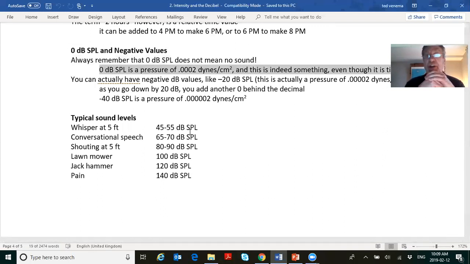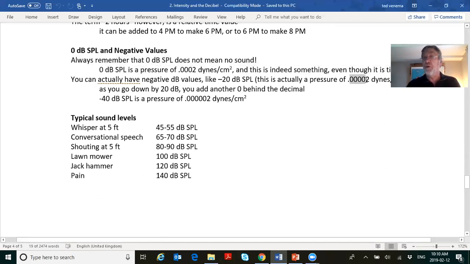You can actually have negative dB SPL values, like minus 20. This is actually a pressure of 0.00002. You have one more zero. If you look at minus 40, that would be a 2 with 5 zeros in front of it. So every time you decrease the pressure by a factor of 10, you go down 20 dB.